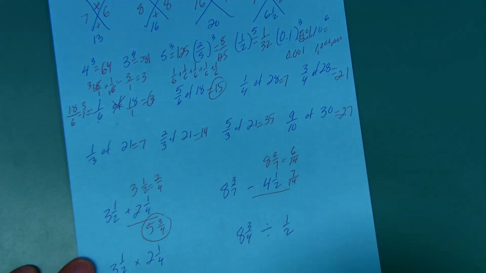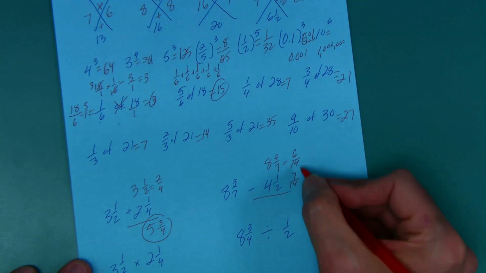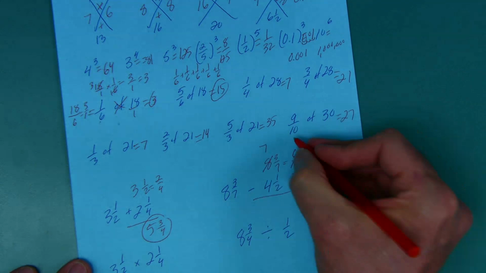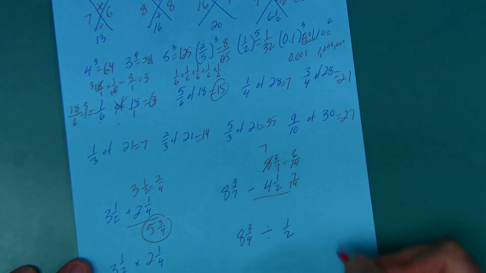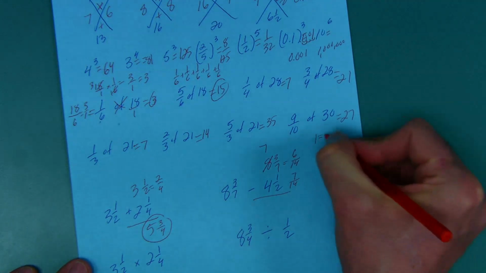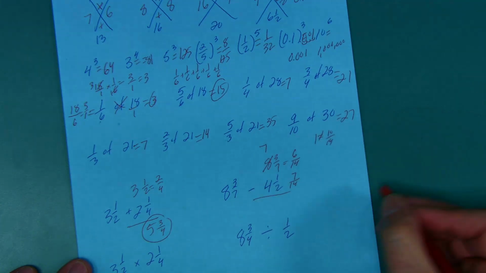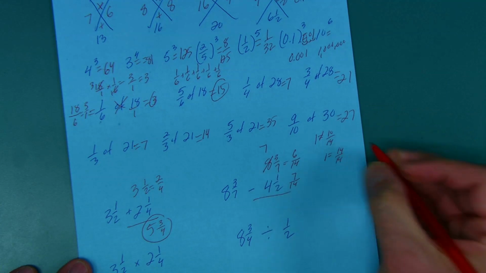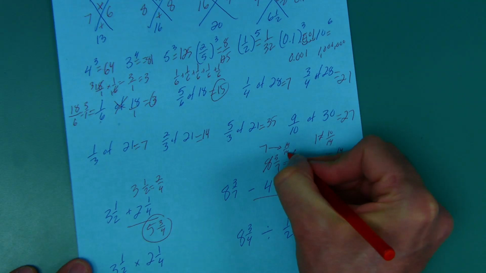And now the next part of this problem that makes it hard is I only have 6/14. I'm trying to take away 7. So I've got to go borrow. Now, when I borrow 1 whole, don't put a 1 in front of that because then you're turning that 6 into 16. That means you gave yourself 10 more 14ths. 1 whole is not equal to 10 14ths. 1 whole is equal to 14 14ths. So when I borrow 1 whole, I'm adding 14 14ths there.